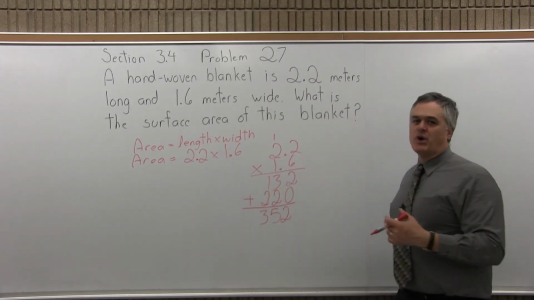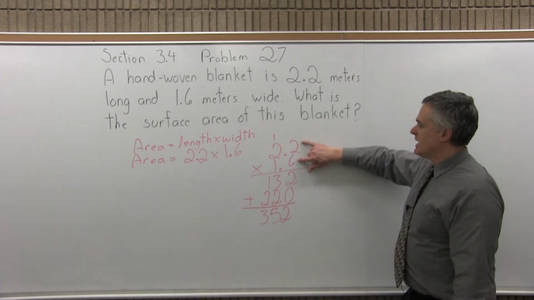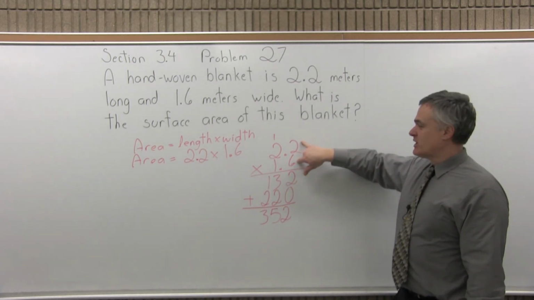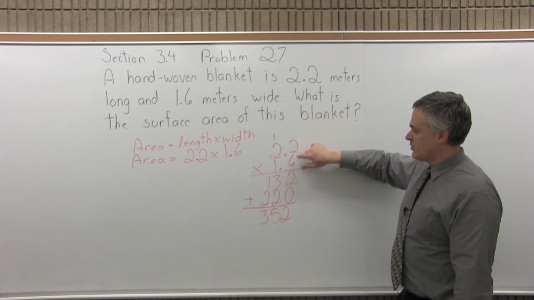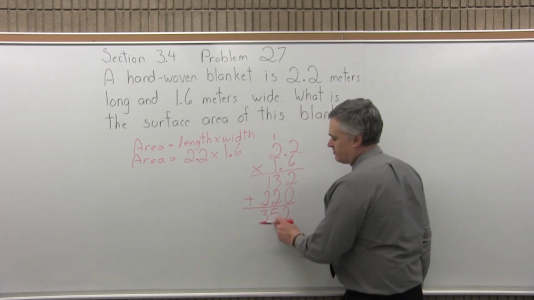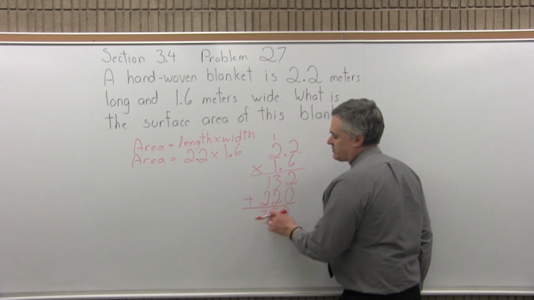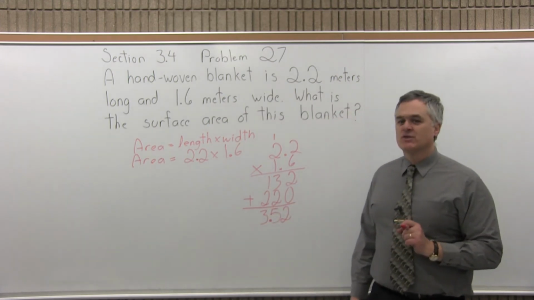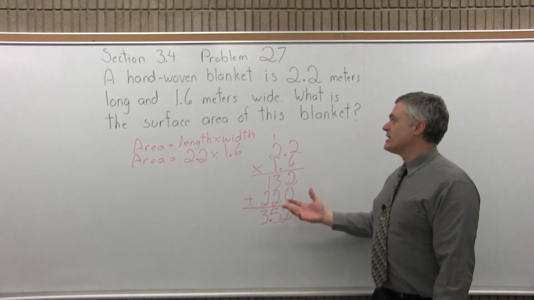But the problem has decimals in it. So go to the question. How many places after the decimal in the question? Altogether, there's 2 places after the decimal, 1, 2. So in the answer, there should be 2 places after the decimal. So it's 3.52.